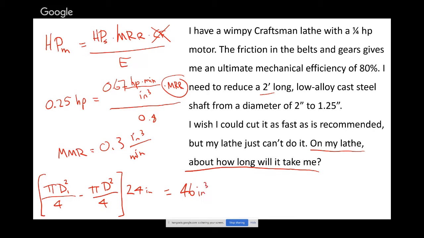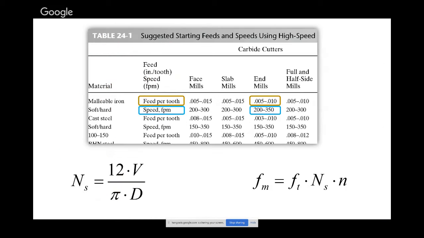If my material removal rate is about 0.3 inches cubed per minute, and I've got 46 inches cubed, then this is going to take me approximately 150 minutes, or about 2.5 hours to perform this process with this quarter horsepower motor. 2.5 hours, that's a long time. Maybe upgrade that, your next birthday.